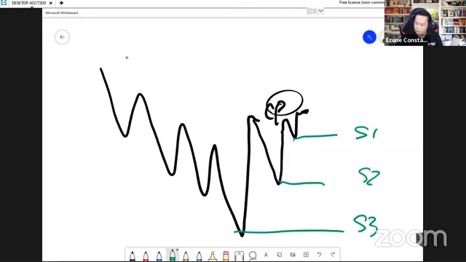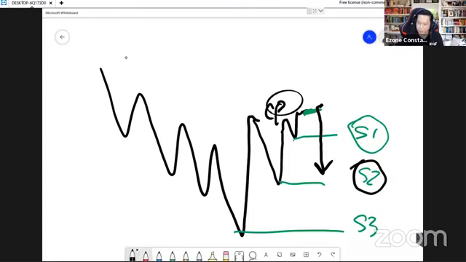Okay, now if this is the current price right here, automatically S1 becomes the nearest support. But if the price breaks down this S1, automatically S2 becomes the nearest support. And meanwhile S1 is turned into resistance. Okay, this is where support becomes resistance. It can change role. So this one you all clear, very good.